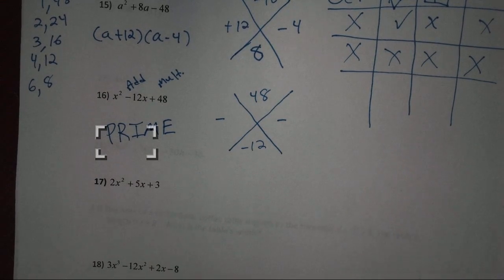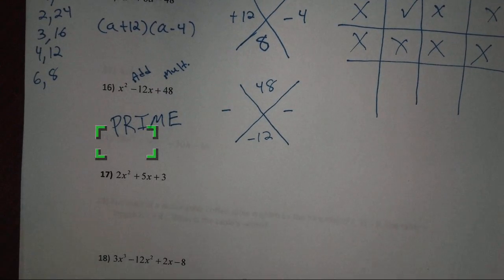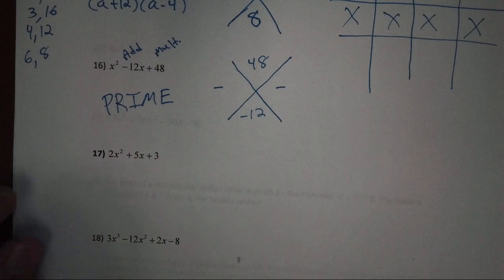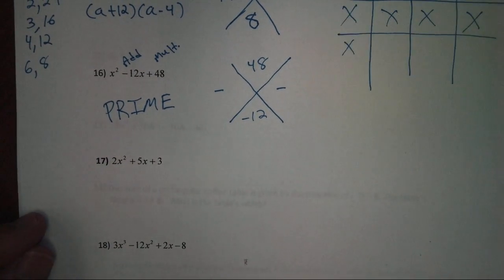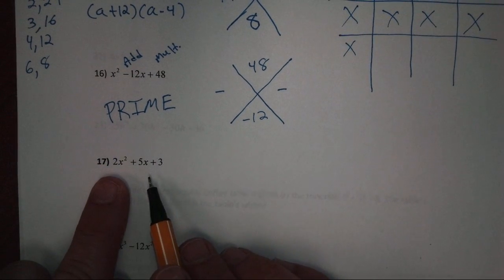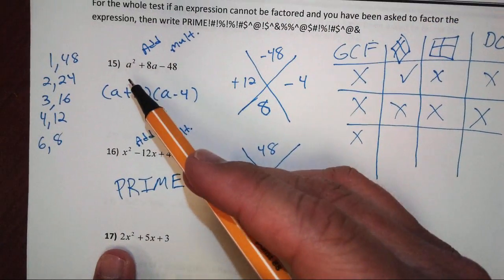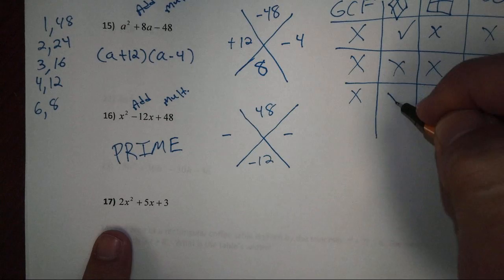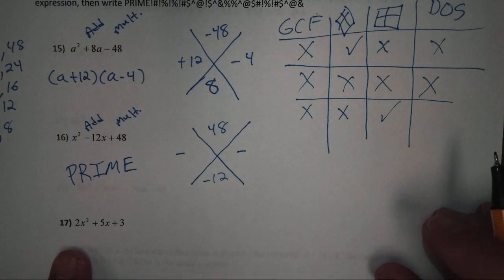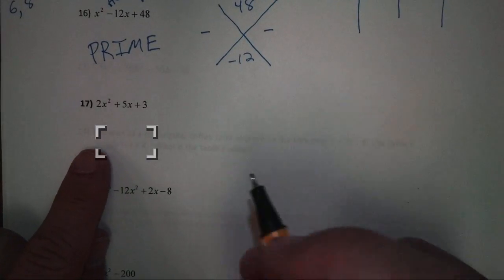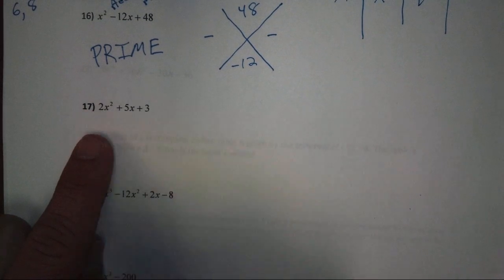All right, number 17. Look for GCF again. Don't have one. Nothing goes into 2, 5, or 3. They have no common variables, so GCF is out. Diamond, not a diamond because of this 2 in the front. These didn't look like these where there's 1s in front. So that means we're going to the box diamond. Box diamond is when your leading coefficient is not a 1.